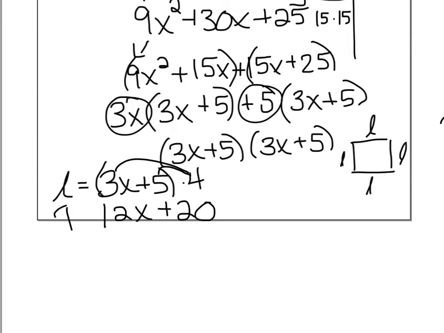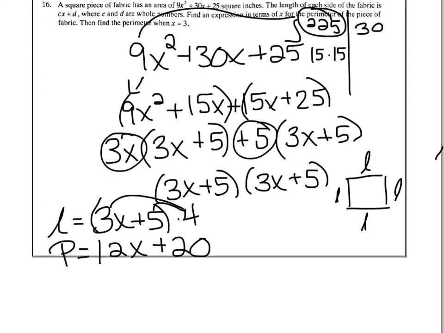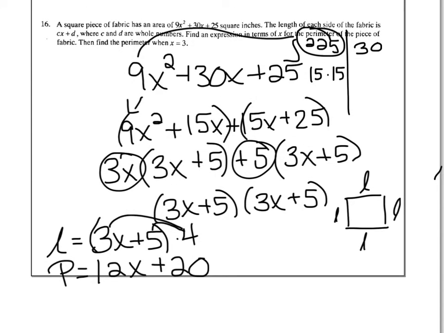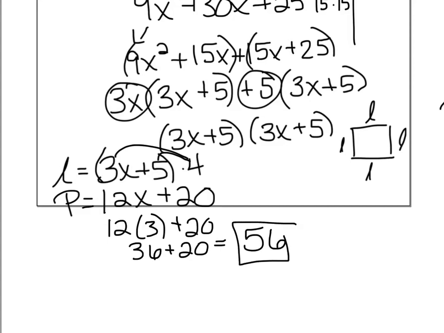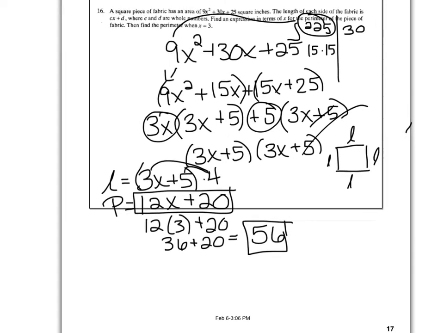So here's my perimeter. And then the last part of this question says, find the perimeter if x is 3. So instead of 12 times x, I'm going to go 12 times 3 plus 20. 12 times 3 is 36. Add 20 to that. Tells me my perimeter is 56. So 12x plus 20 and 56 are the two answers for question 16.